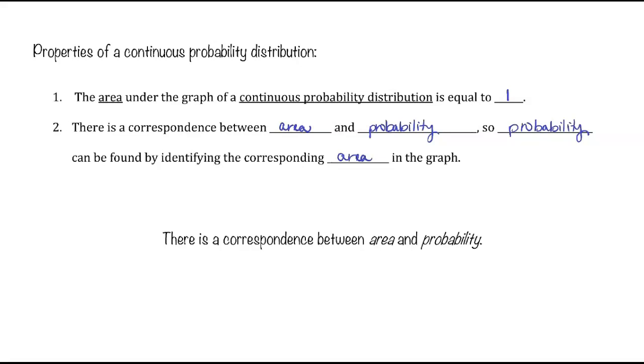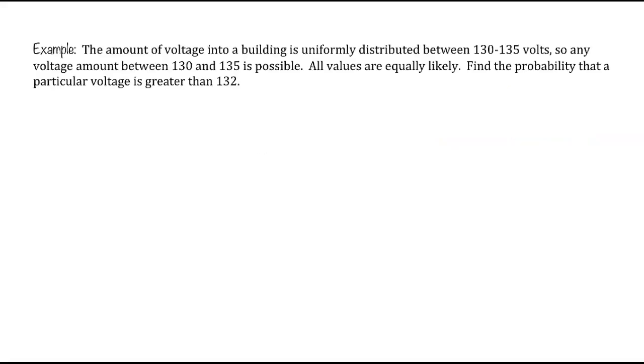Let's take a look at an example. The amount of voltage into a building is uniformly distributed between 130 and 135 volts. That means that any voltage amount between 130 and 135 is possible, and all values are equally likely. Let's find the probability that a particular voltage is greater than 132.